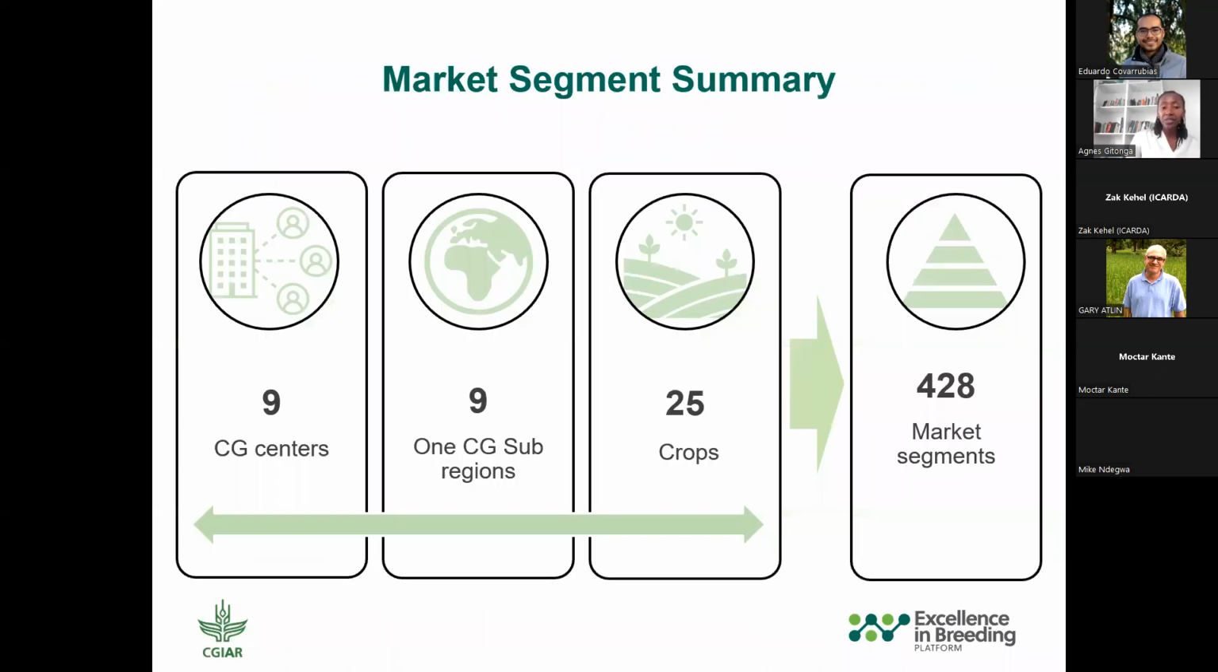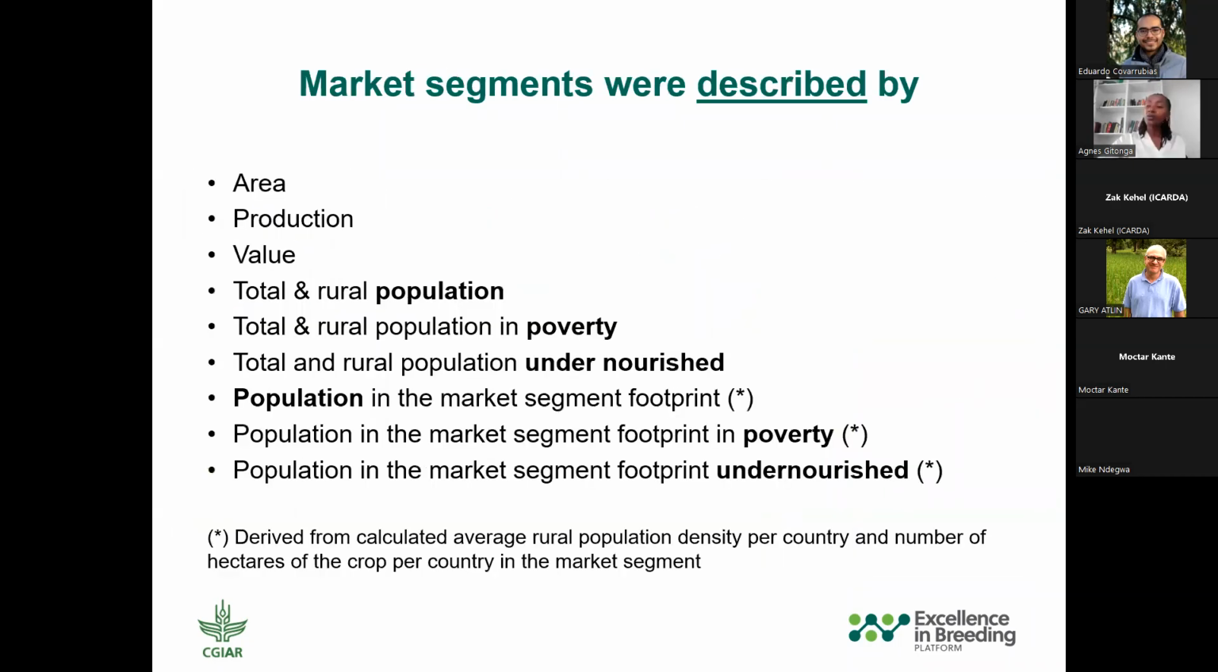So what we've been able to achieve with the 9 centers, we've worked with 25 crops, and so far we've been able to identify 428 market segments. And with all the 428 market segments, we talked about defining, which we've talked about with the 8 components. We also now need to have the description of the market segments, where we look at the various metrics that would really describe the opportunity in that market segment.